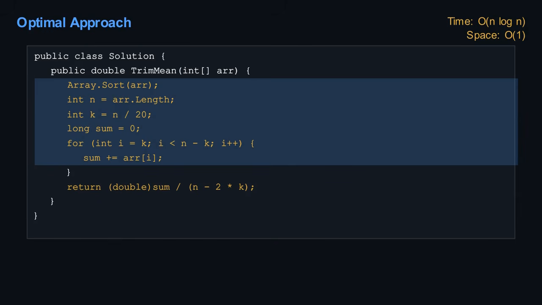We sum these remaining elements and divide by the count of elements that were included in the sum, which is n minus 2 times k. This approach leverages the power of sorting to make selection trivial.